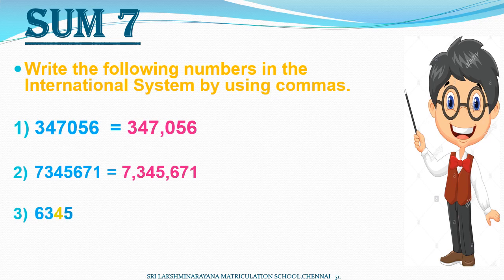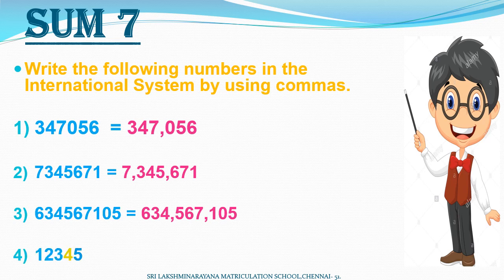And the third sum, this is the given number. So write down the digits and from the right corner after 3 count place the first comma. So where will you place the first comma? Between 7 and 1. And the second comma will be placed between 4 and 5. So we can read this number as 634,567,105.